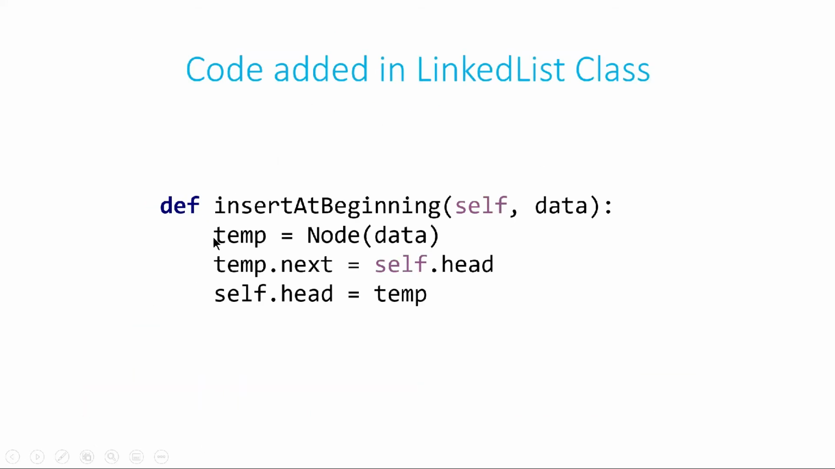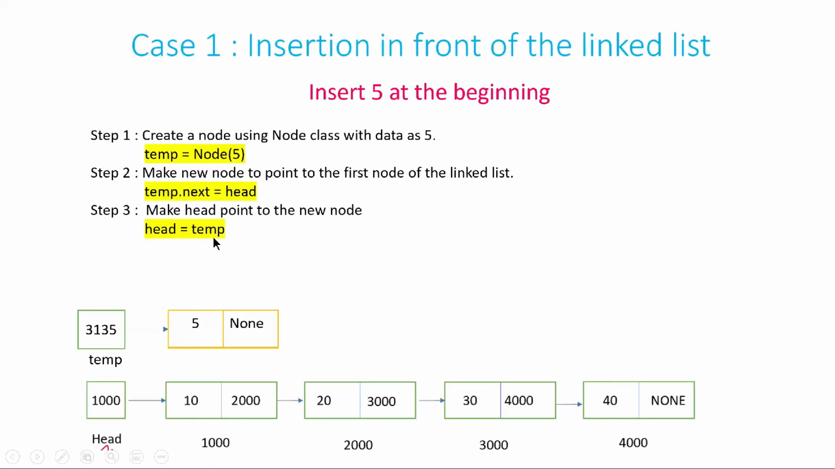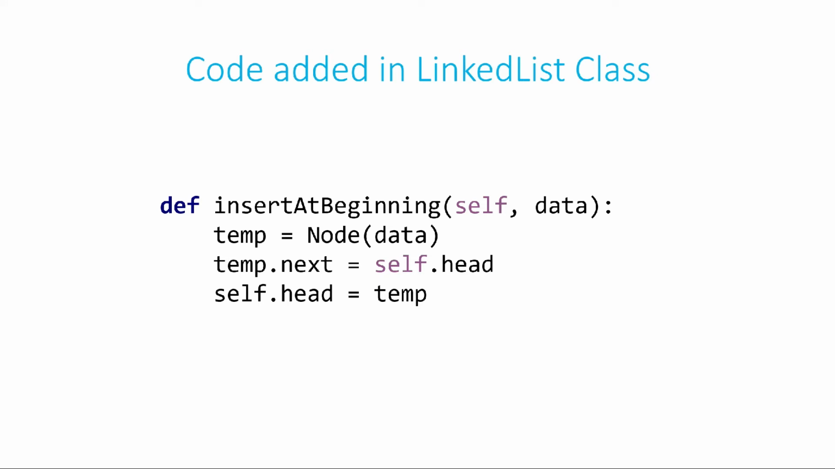So this is the code. It is very much similar to the algorithm I have mentioned here in steps 1, 2 and 3. It's the same. It's just the method I have written here. This method we are going to put in the linked list class, and we are taking data as the parameter here.